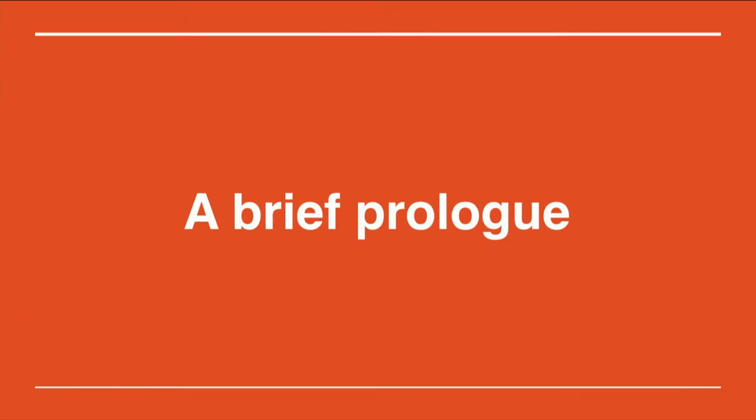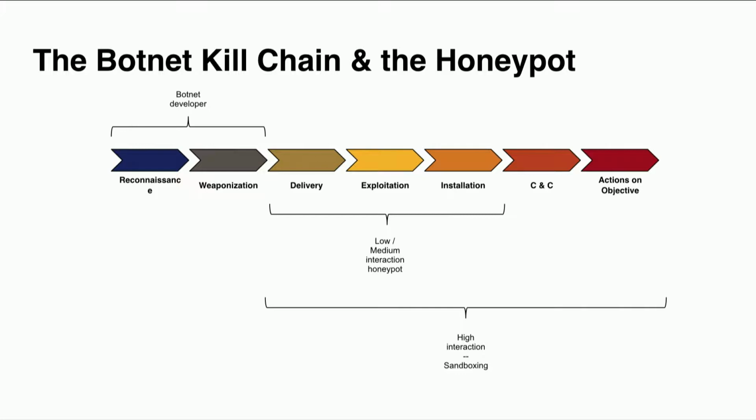So a little bit of background. This is the botnet kill chain and the Honeypot. Now the kill chain is a term derived from obviously military usage, but has been used extensively in digital forensics and attack response. And so you can see the 7 segments here. What we're really going to focus on are the 3 in the middle, the delivery, exploitation, and installation. And that's when an attacker is trying to get their, sorry, everybody familiar with a botnet?